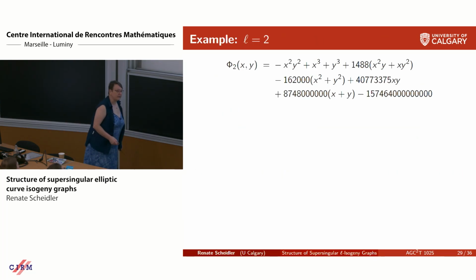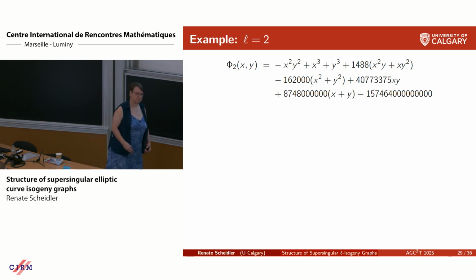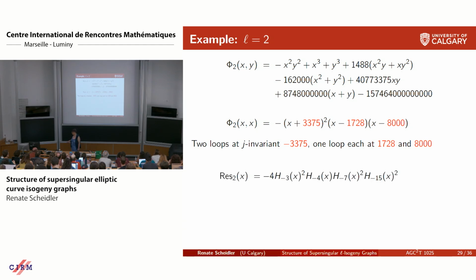Here's an example for L equals 2. You look up the second modular polynomial, and you see already, even though that's the smallest case, it's a nasty beast. It has enormous coefficients, which we don't care about so much because we look at them modulo p. If you plug in y equals x, then it factors into these factors. That tells you that you're going to have two loops at j-invariant 3375 and one loop each at 738 and 8000. Of course, you don't know if these are ordinary or supersingular.